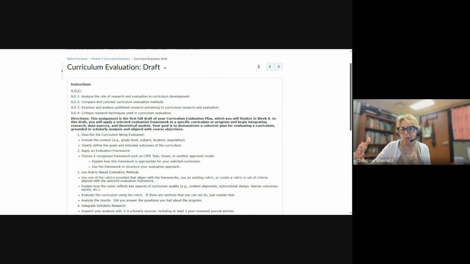We don't want to do everything at the end. We want to model good practices and scaffold our instruction. So you've already done that. Apply an evaluation tool, choose a recognized framework, justify that, which you guys started already. So see, part of the paper is already done.